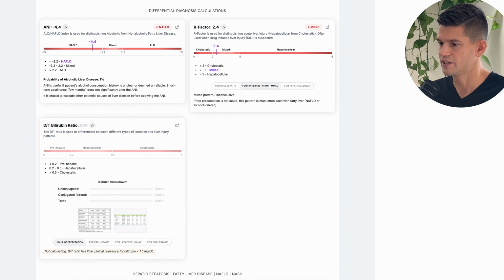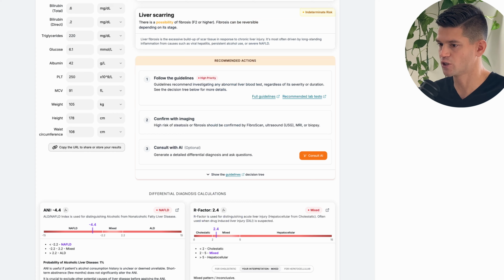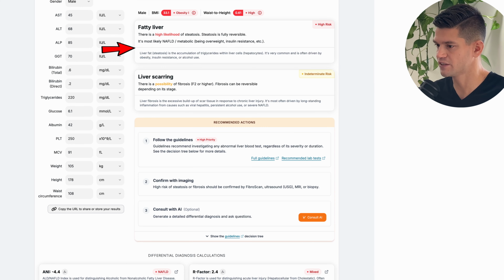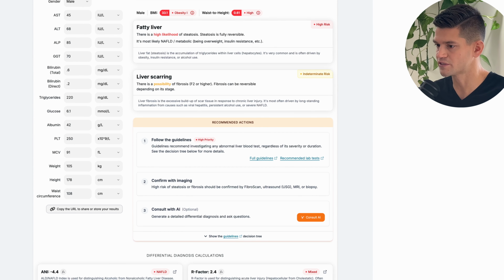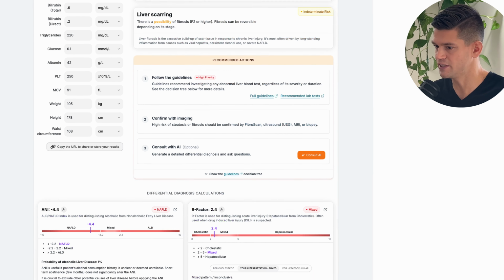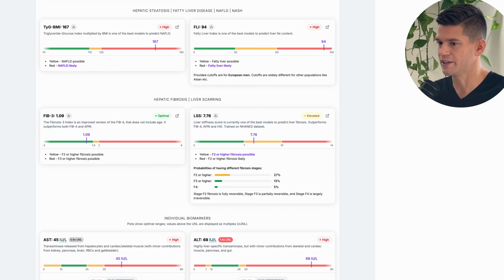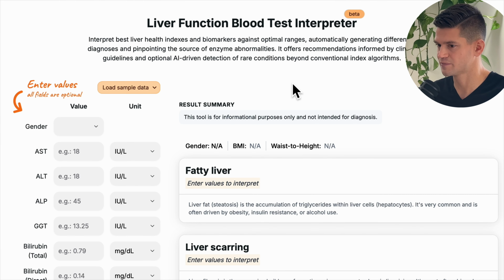Depending on the results, the interpreter might also run differential diagnosis algorithms. For example, if steatosis or fibrosis is suspected, it runs an algorithm that tries to differentiate between alcohol versus metabolic origin. And finally, at the top, we have the summary of the results with the recommended next steps and the AI tool. It gives doctors a quick high-level overview, but also allows them to progressively dig deeper if they need to.